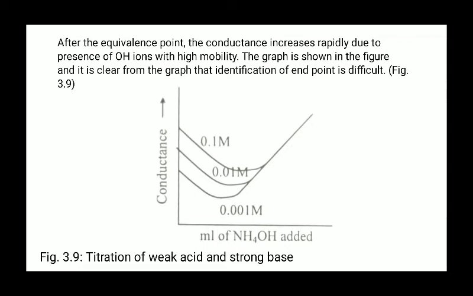The combined effect of the two opposing tendencies is that the conductance passes through a minimum and then increases. The position of the minimum depends on the concentration of the acid and its dissociation constant. After the equivalence point, the conductance increases rapidly due to the presence of OH minus ion with high mobility, and we obtain this type of graph.